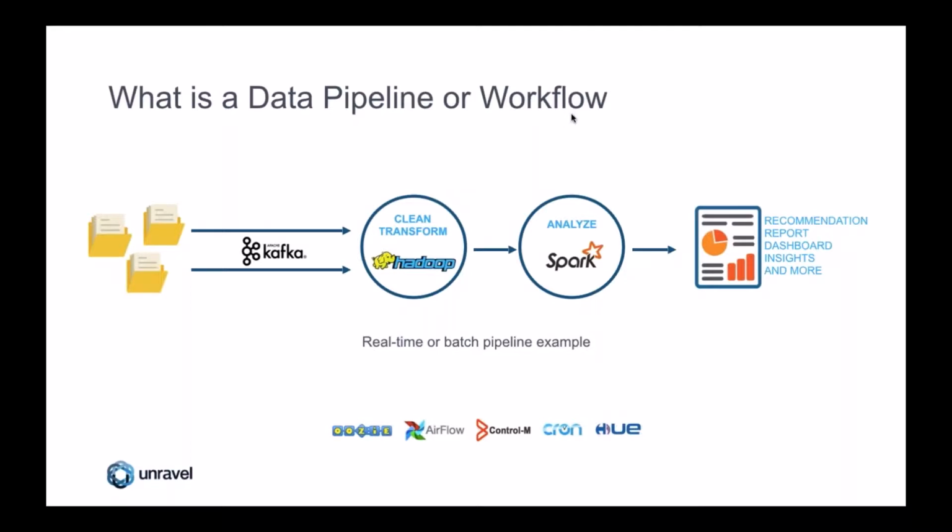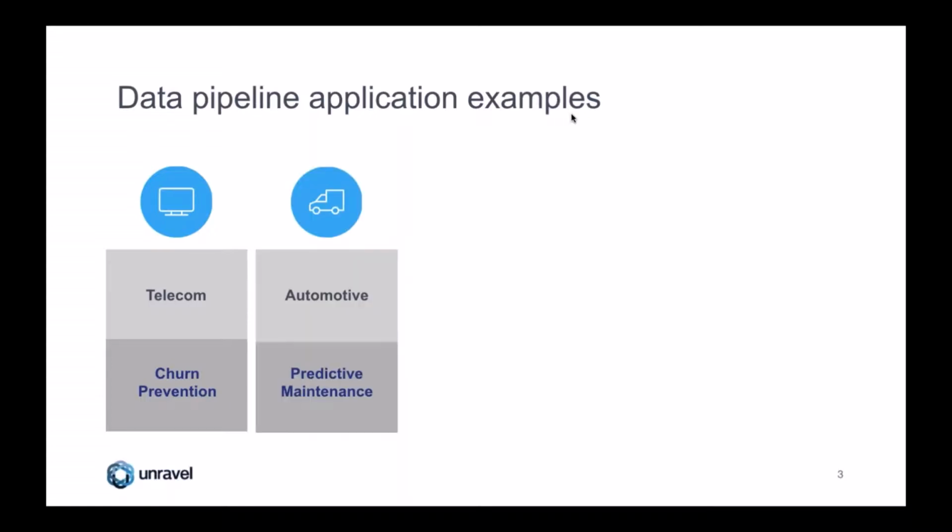And there's a variety of tools that you may actually use for running these data workflows and pipelines end to end. Now, a lot of industries are already running a lot of these data pipelines and workflows in production. In the telecom industry, we see a lot of companies using these pipelines for churn prevention, making sure that customers are always happy with their service.